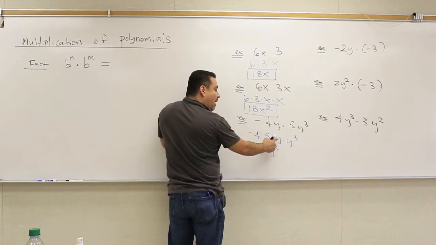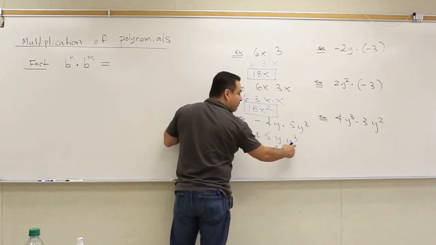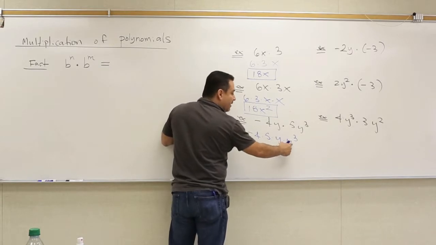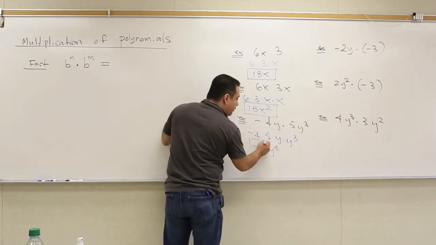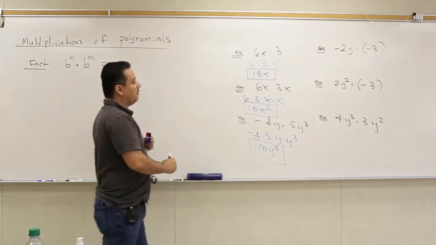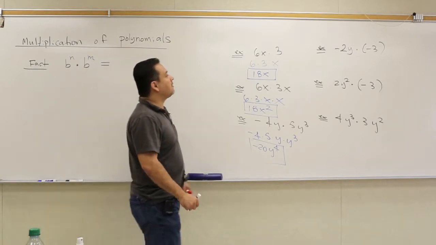Because I have one y here, and how many y's do I have over here? 3. Is it repeat multiplication? So I got my 3 y's, and another y makes how many? 4, you're right. You guys with me on that? Okay.